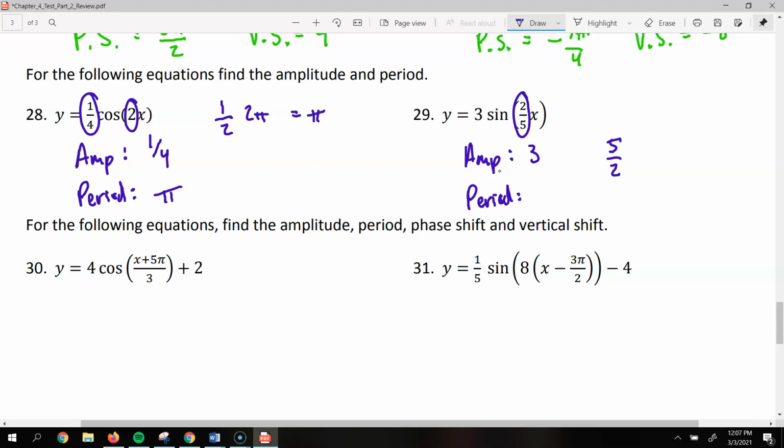If we wanted to figure out what that means in regards to the period, remember the period typically would be 2 pi radians. If we multiply those together, we would get 5 pi. So the period would be 5 pi radians.